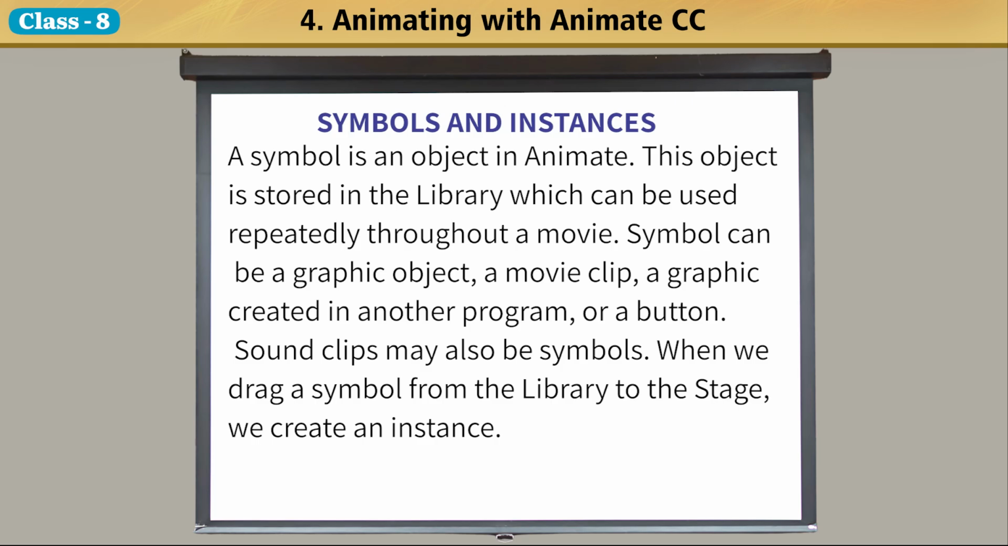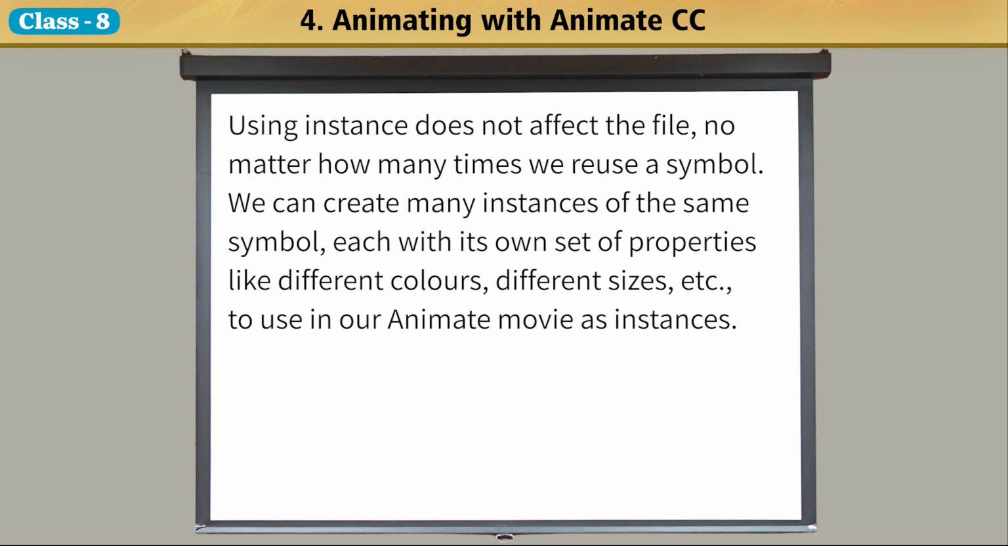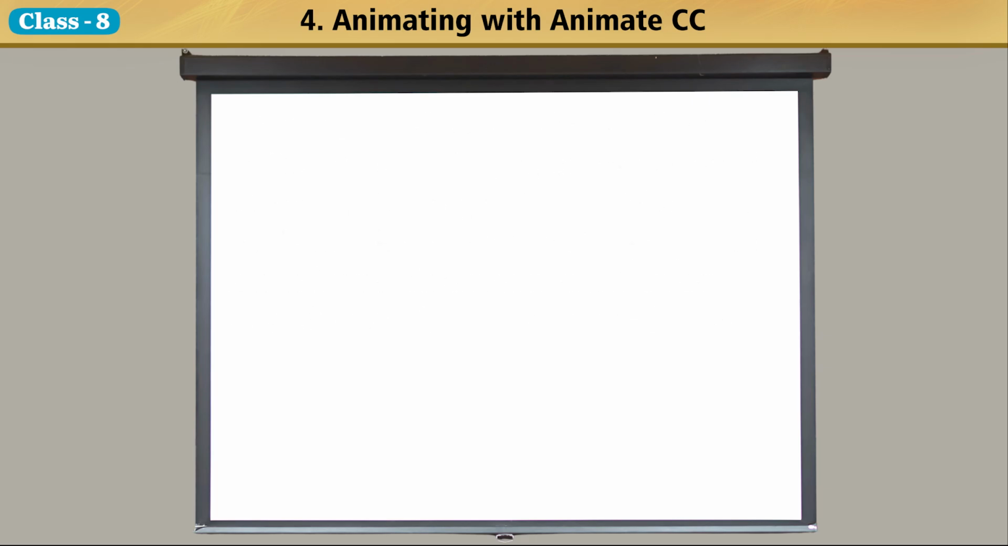When we drag a symbol from the library to the stage, we create an instance. Using an instance does not affect the file size, no matter how many times we reuse a symbol. We can create many instances of the same symbol, each with its own set of properties like different colors, different sizes, etc., to use in our Animate movie as instances.